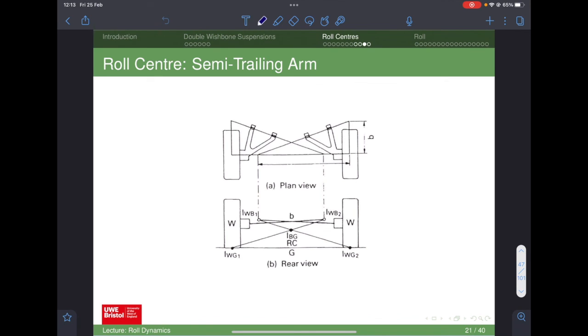In the plan view, you take these lines joining the mounting points of the suspension, and they're going to intersect with the rear axle line. You then look at the rear view, so there are those points here, and these are essentially your instant centres for the wheel. So again, these are part of the suspension. Again, you draw the lines.